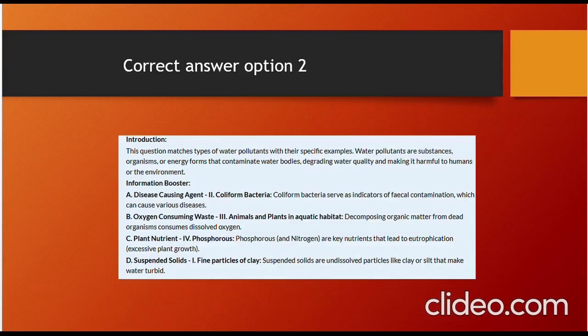B. Oxygen consuming waste corresponds to 3, that is animals and plants in aquatic habitat. Decomposing organic matter from dead organisms consumes dissolved oxygen. Plant nutrient corresponds to 4, phosphorus. Nitrogen and phosphorus are the key components that lead to eutrophication or excessive plant growth. Suspended solids, fine particles of clay. Suspended solids are undissolved particles like clay or silt that make water turbid.